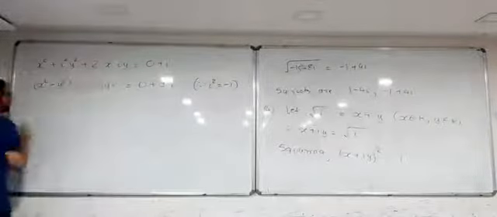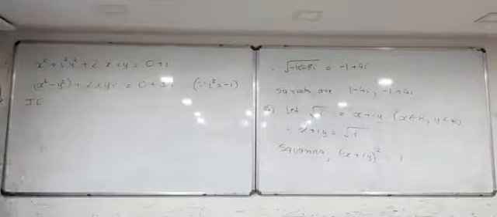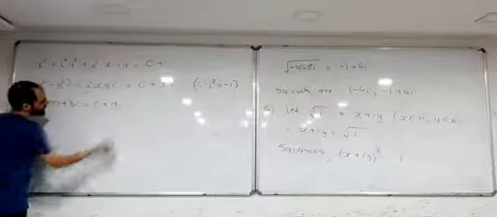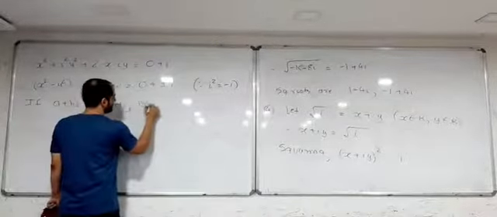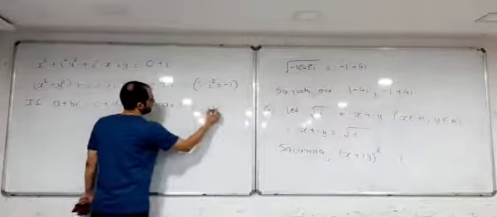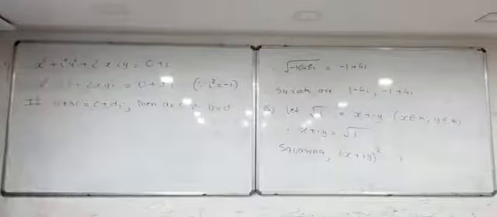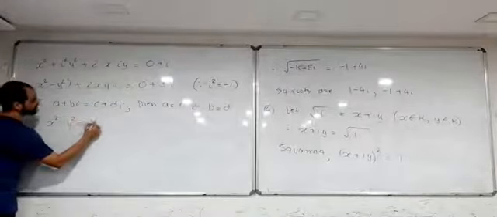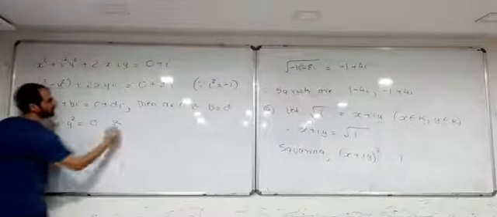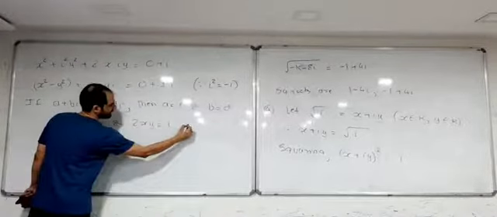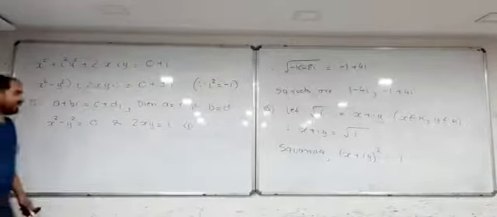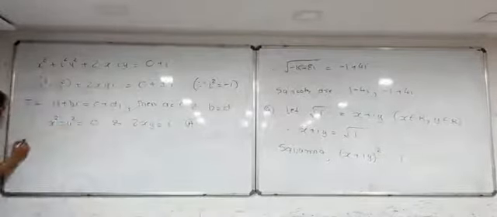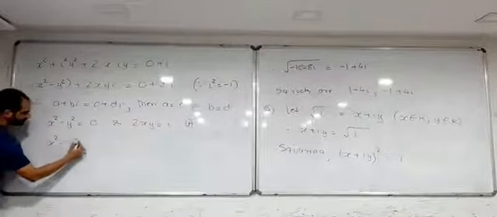Now comparing the real and imaginary parts, basically if a plus ib is equal to c plus id, then real parts are equal, then a is equal to c, and b is equal to d. Therefore, x square minus y square is 0.